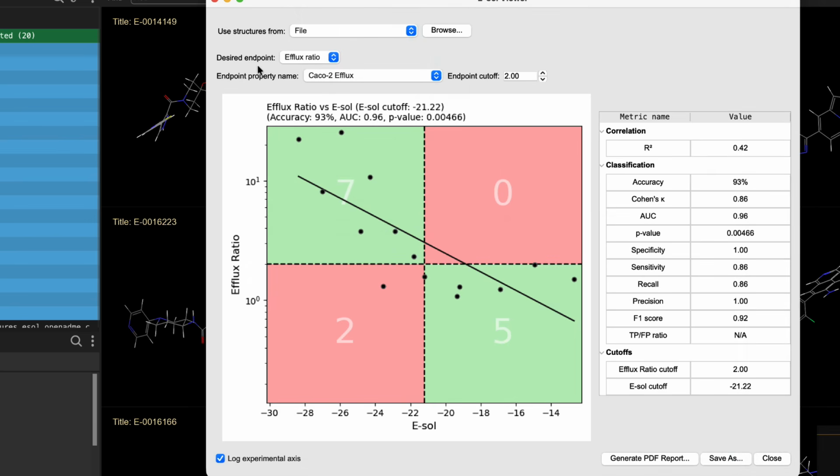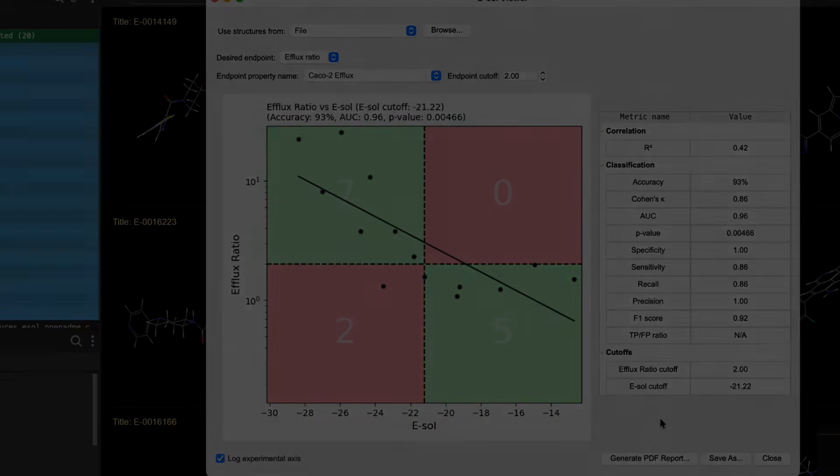Here, the ESOL viewer compares the calculated values with experimental Caco-2 efflux ratios on a logarithmic scale. Its calculation and correlation views help distinguish likely efflux liabilities from lower risk compounds, supporting earlier prioritization.